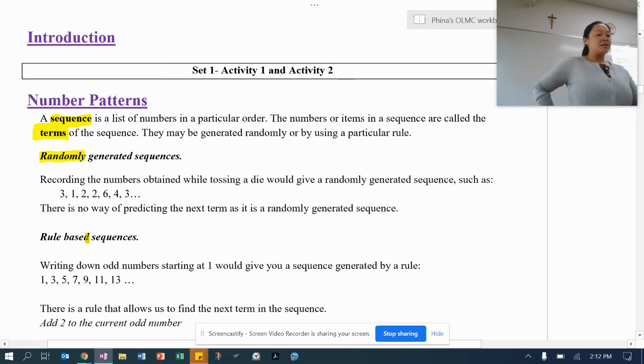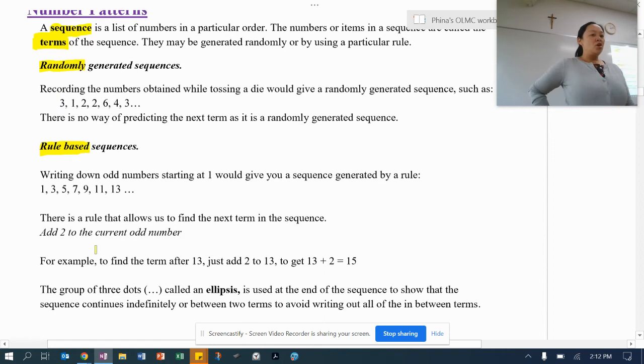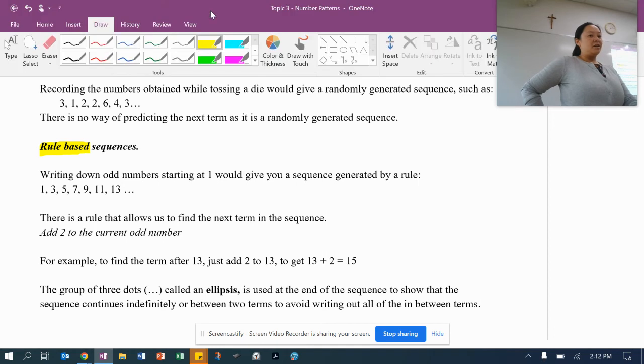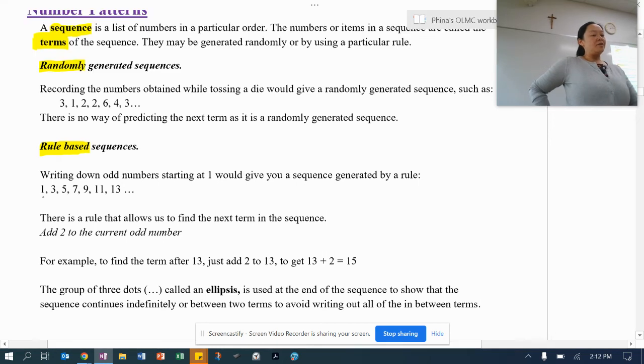And then rule-based sequences, which is what we're going to spend a bit more time on. For example, writing down odd numbers starting at 1 would give you a sequence generated by a rule. So you've got 1, 3, 5, 7, 9, 11, and 13. What's happening here? Adding 2. It's written down there. There's a rule that allows us to find the next term in the sequence. We want to add 2 to the current odd number each time.